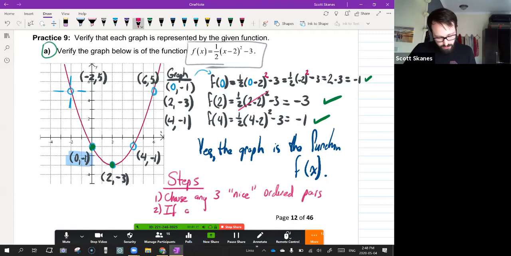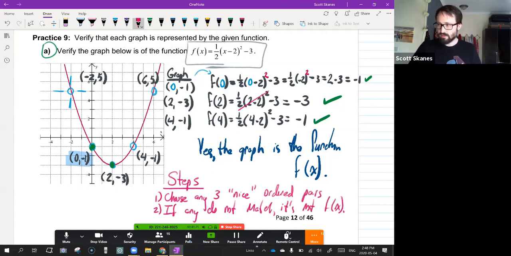If any do not match, it's not f of x. Okay, I'm sorry if you can't read my writing. Sometimes it's good, sometimes it's not. Depends on the day. I don't know if any of you are like that. I'm left-handed too, so some of you know that sometimes makes a difference. But the idea is choose any 3 nice points, and if they all match, we can be reasonably sure that it is the function.